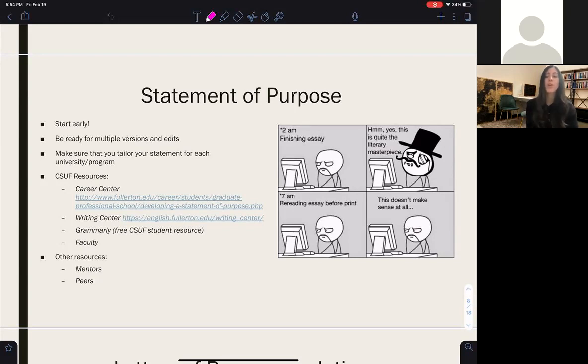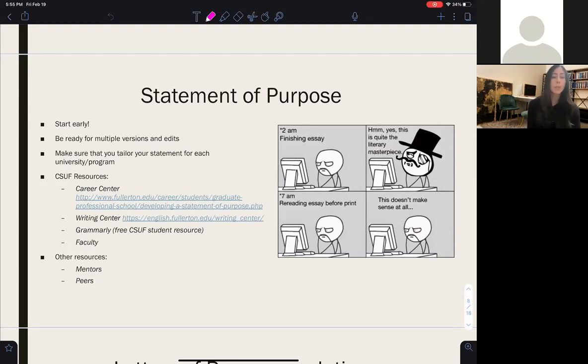Okay, so we have so many different resources. I strongly, strongly recommend that you take your statement to her and have her help you with that. Okay, I would use all of the resources that you can. Okay, some other resources, I know when I was writing my statements, I even had my siblings read them.